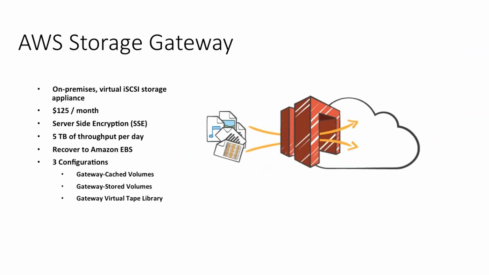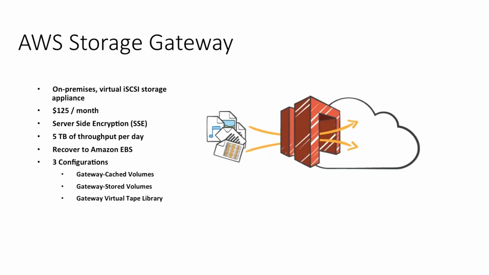It's $125 a month. You run this on your data center premises, and you want to do your backups, you literally send them to this iSCSI presented device from your storage gateway. They're encrypted as they're sent up to the AWS Cloud, and they're encrypted once they're written, server-side encryption into S3. You basically push all your data back.